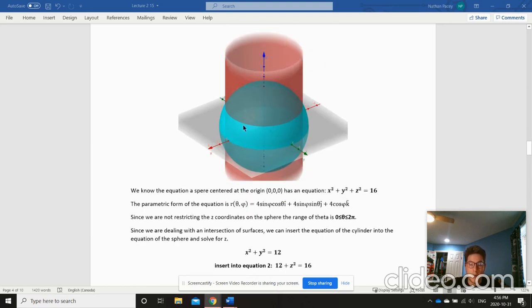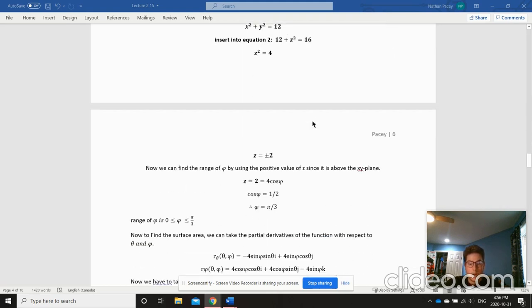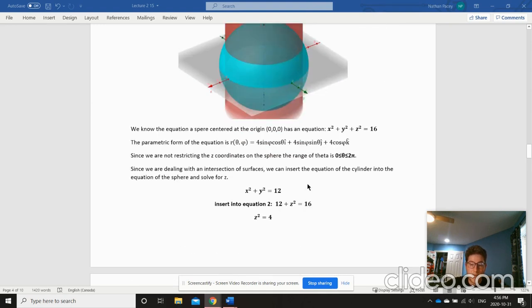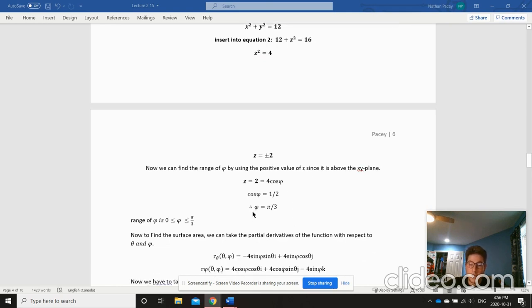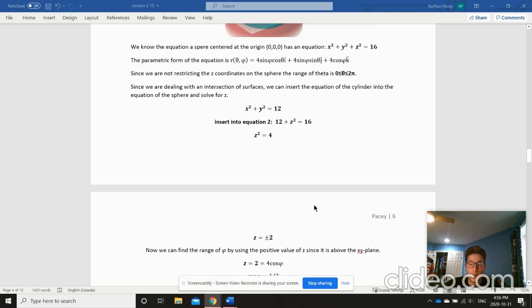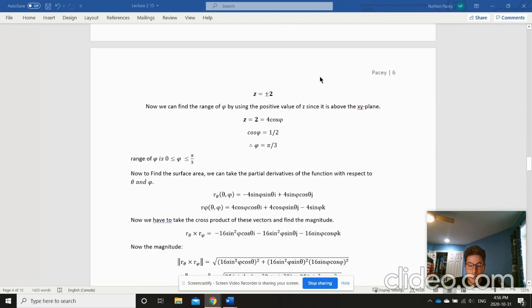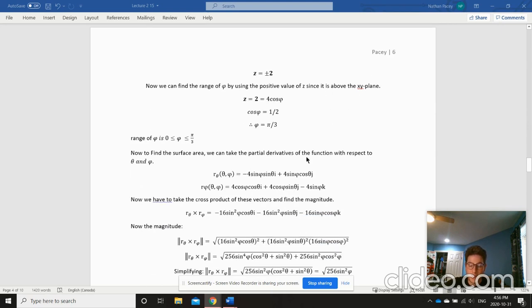But if you look back at our graph here, you know that it has to be above the x and y plane. That is, z has to be equal or greater than 0. So when we put z is equal to 2, because it can't be negative 2, back into the parametrized equation, we know that cos of psi has to be a half, which means that psi can be anywhere from 0 to pi over 3. So now that we have the bounds for theta and psi, we can now do our integration. We know the bounds of our integration.